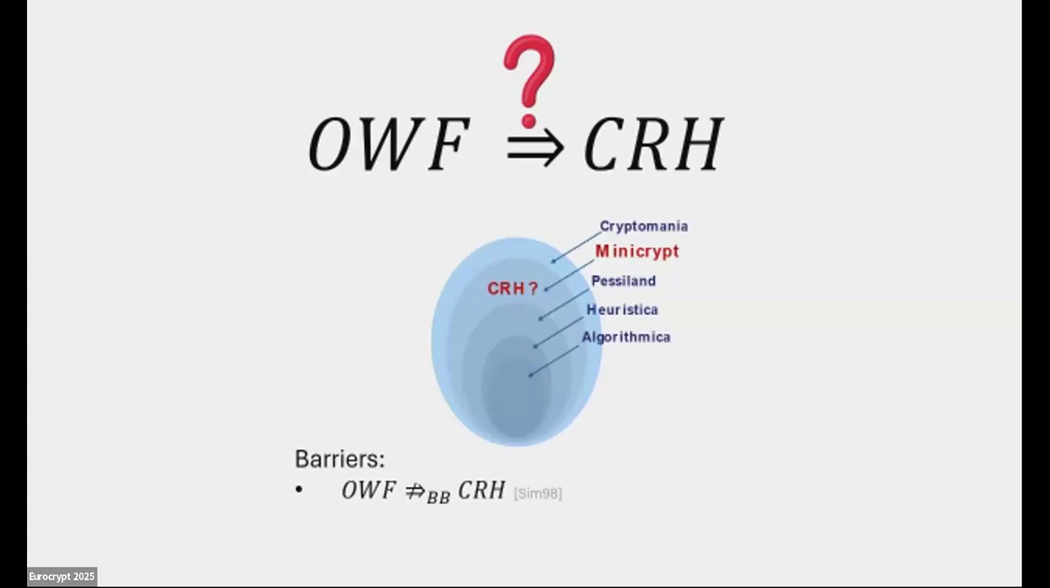Later on, Asharov and Segev generalized these results and proved that even if we have the strong assumption of indistinguishability obfuscation, we still cannot construct collision-resistant hash functions from one-way functions using only black box techniques. Now, one promising path towards bypassing those barriers was introduced by Harnik and Naor and used an object called instance compression. Now we're going to define instance compression.